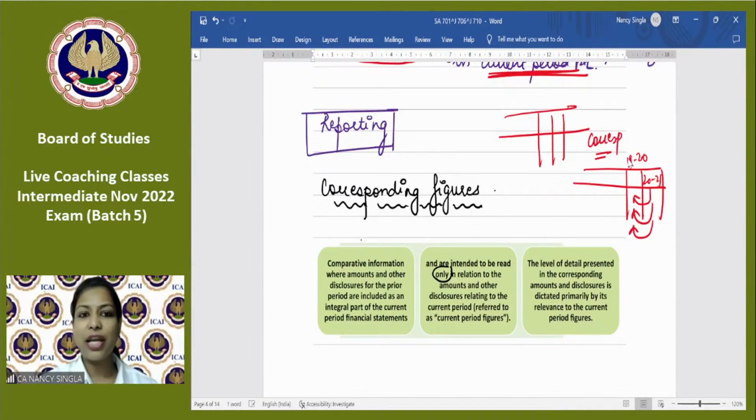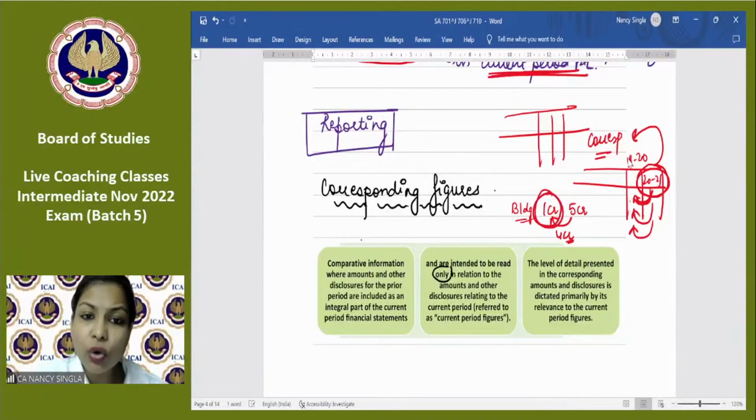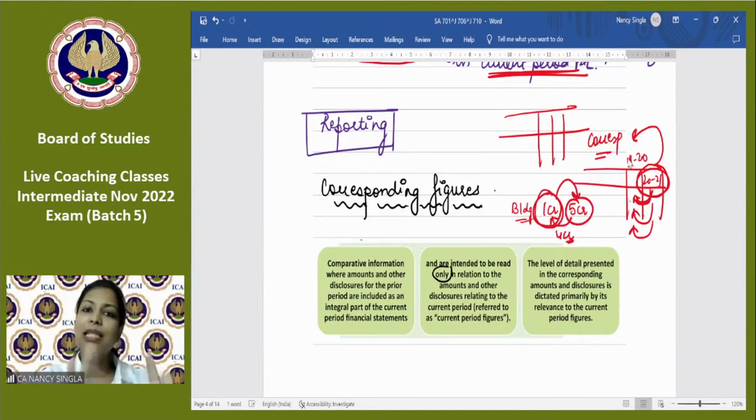So students, just try to understand: when I am conducting the audit of 2021, but the applicable FRF requires the company to show the corresponding figures, such corresponding figures are given only for the purpose of understanding the current period financial statement. For example, last time the building was 1 crore, this time it is 5 crores. So I will read it as the building has increased by 5 crores compared to last year. So I'll read this 1 crore in relation to the current period. That is all the work of corresponding figures. Why is it mentioned? Because the applicable FRF requires it. And how is it read? It is read in relation to the current period financial statement.